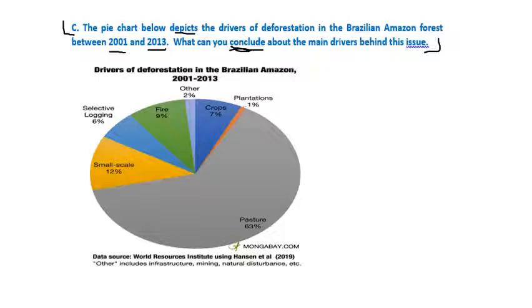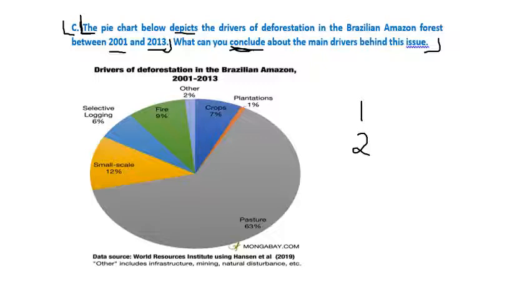Now, what can you conclude? That doesn't mean that we answer it in just one or two sentences. We have to answer it in one paragraph where we write the topic sentence taken from this part of the question. The pie chart depicts the drivers of deforestation in the Brazilian Amazon forest between 2001 and 2013, full stop. That's step one. Step two would be your analysis. You analyze. What do you look at when you analyze?